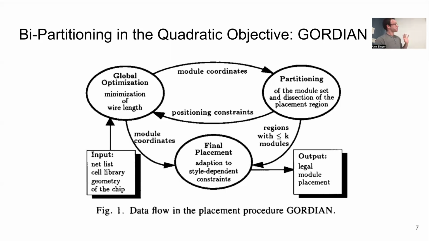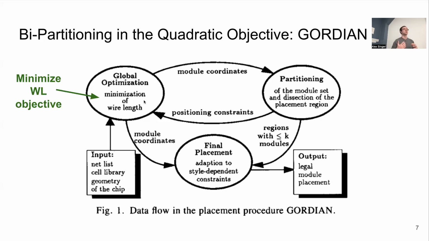But anyways, how it works is the following. They have a global optimizer, which is minimizing wire length. So we have a minimized wire length objective. This global placement is performed, and the modules, they call them modules, you can call them blocks, whatever, the things that are moving, they pass those coordinates into the partitioner, which will partition the space, and then pass the partitions back into the global optimizer.